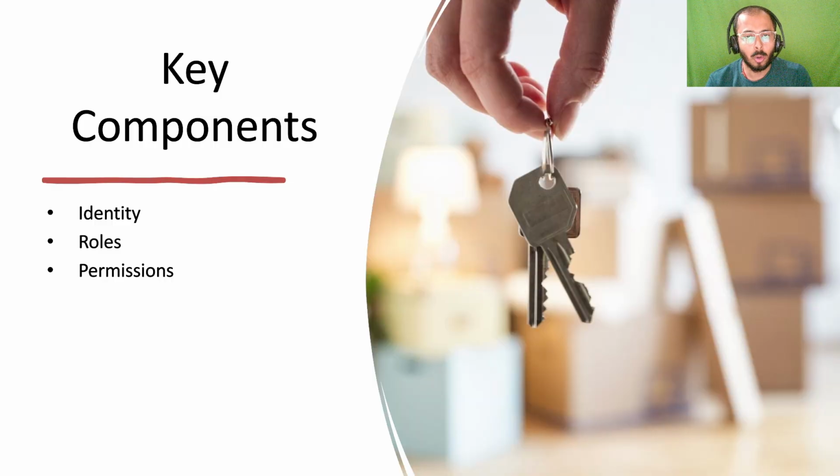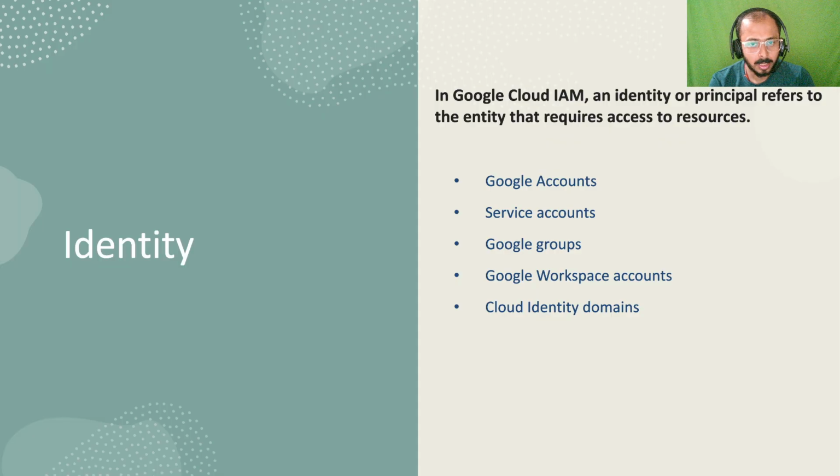In Google Cloud IAM, there are three main components: first is identity, second is roles, and the third is permission. We'll understand each component in detail. First, start with identity. Identity is nothing but an entity that requires access to Google Cloud resources. That means a user or service account. It's called an entity here.